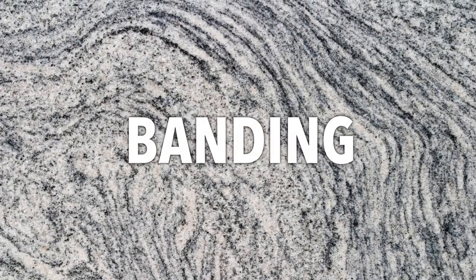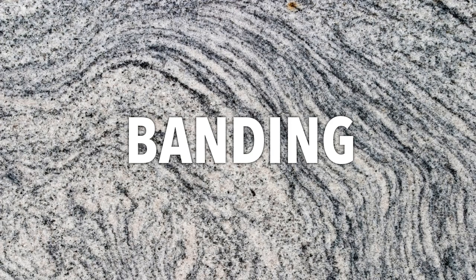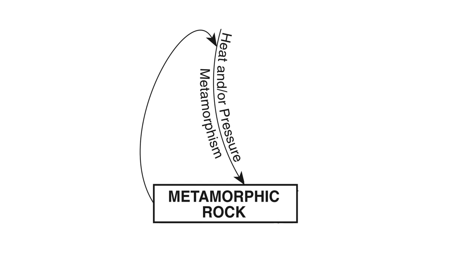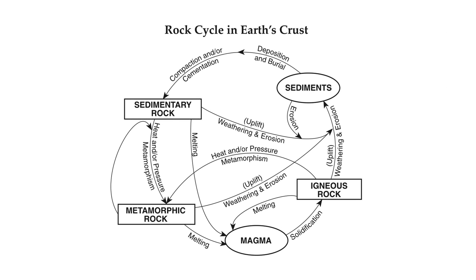Keep in mind that the key characteristic to look for with metamorphic rocks is banding. You will not see banding in any other type of rock other than metamorphic. Again, let's look at the rock cycle in the Earth's crust, and you'll notice that it clearly shows that metamorphic rocks are formed from intense heat and or pressure. And so again, you see this whole rock cycle comes together where any type of rock can be affected by changes that will turn it into any other type of rock.